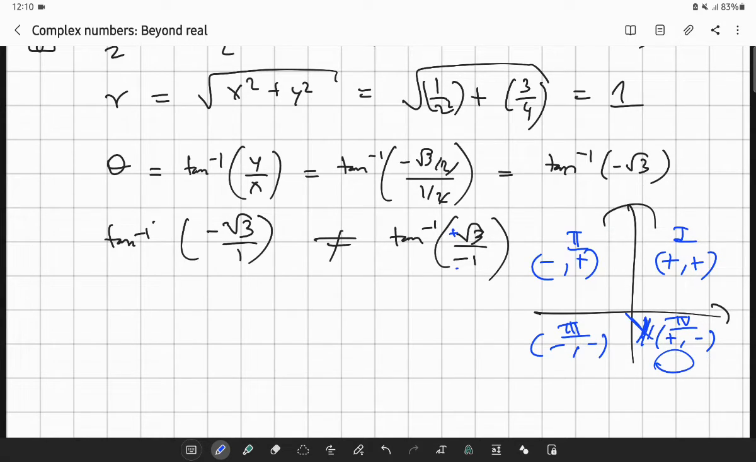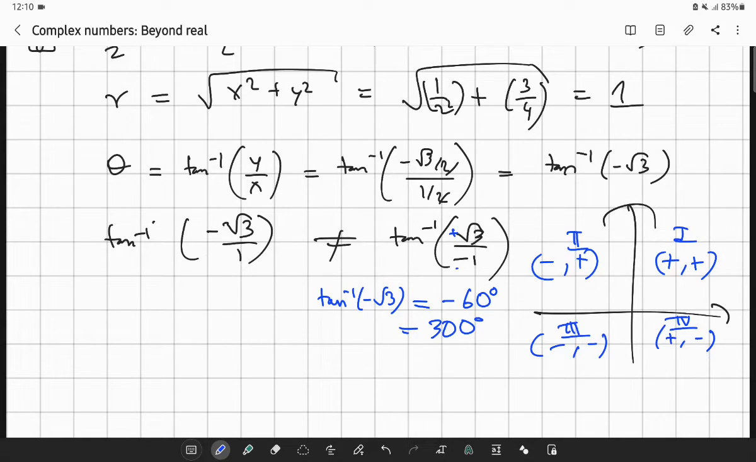The calculator might give you, for instance, for this example, tan inverse of minus root 3. The calculator will simply give you minus 60 degrees, I guess. But the real answer is 300 degrees, because we're in this quadrant. We're in the fourth quadrant here.